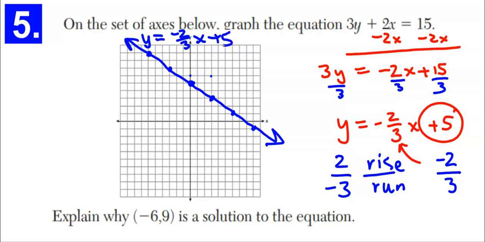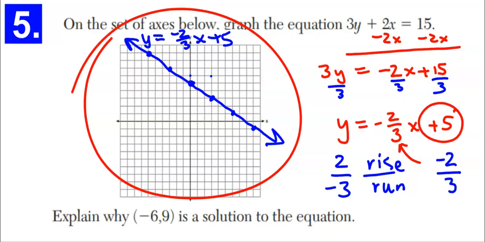And now I answer this follow-up question. Explain why (-6, 9) is a solution to the equation. Well, there's two ways you can prove this. You can prove it mathematically, or you can prove it visually. So let's take a look at the graph.